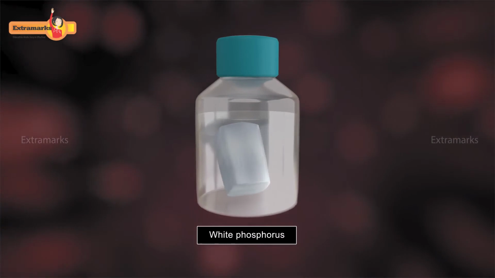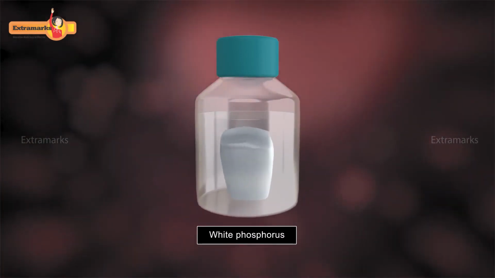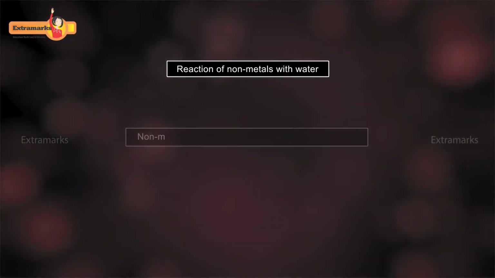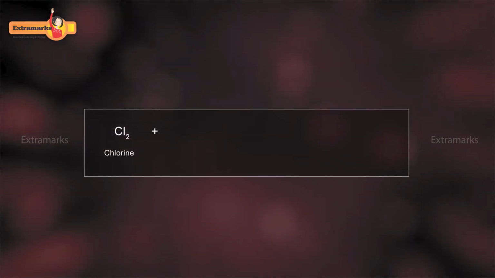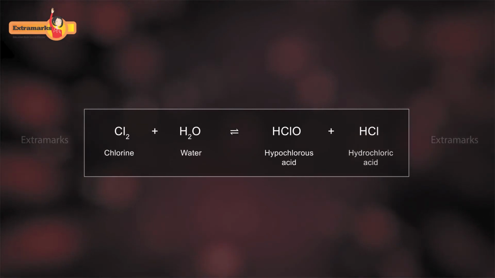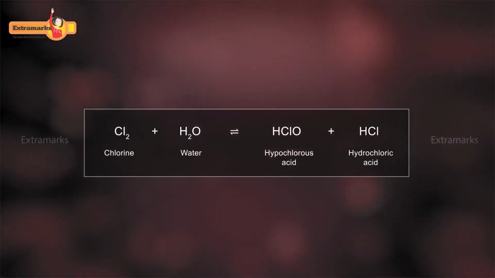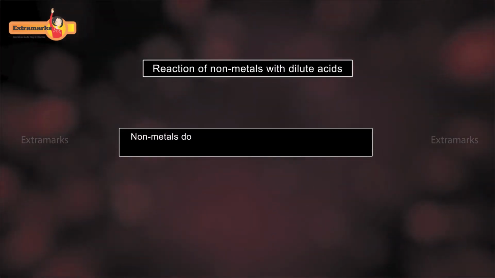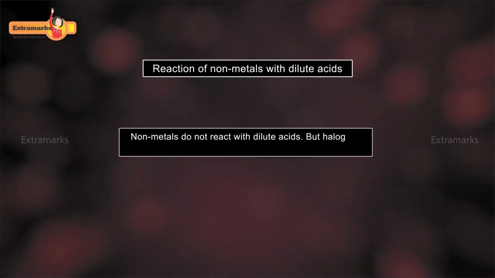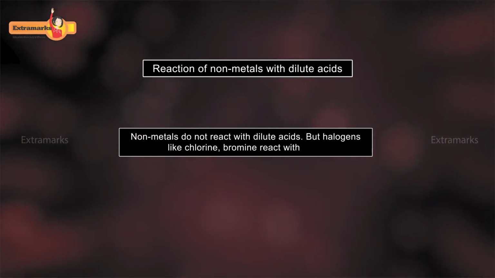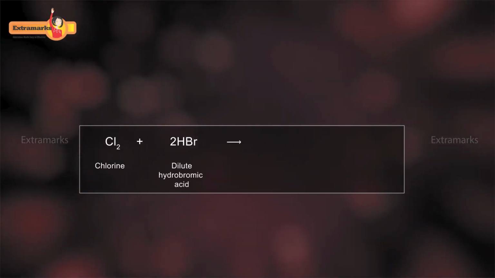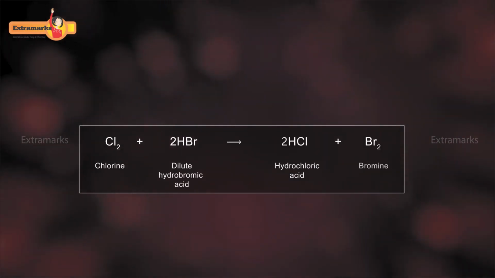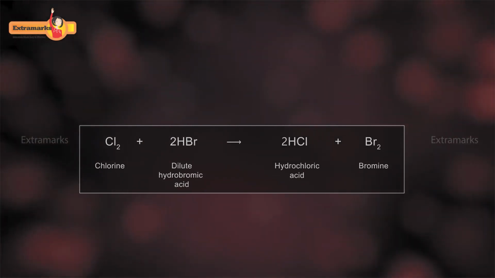Non-metals like white phosphorus is stored in water as it reacts vigorously with air. Non-metals do not react with water except halogens. For example, chlorine on dissolving in water gives hypochlorous acid and hydrochloric acid. In general, non-metals do not react with dilute acids, but halogens like chlorine, bromine react with them. For example, when chlorine reacts with dilute hydrobromic acid, hydrochloric acid and bromine are formed.